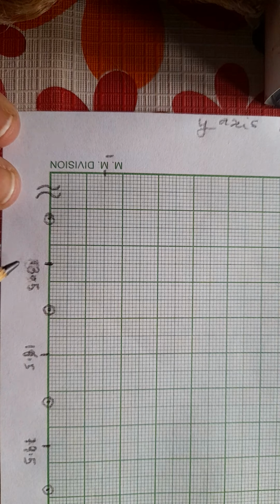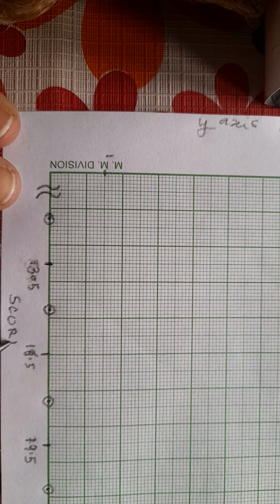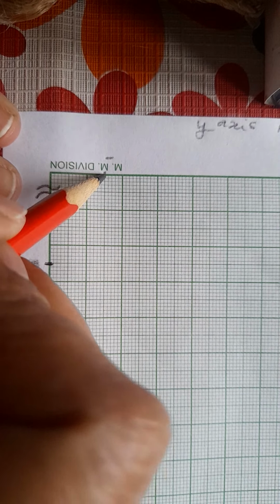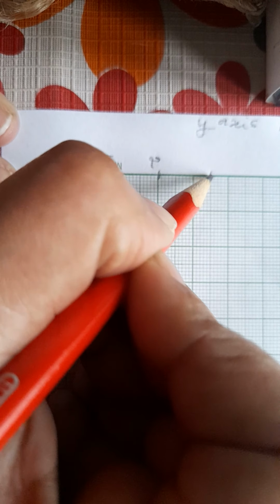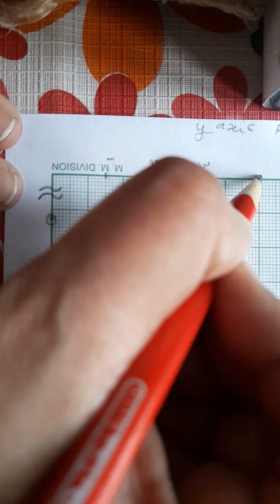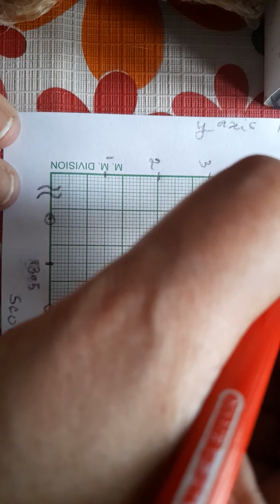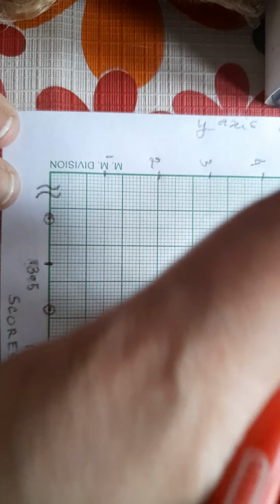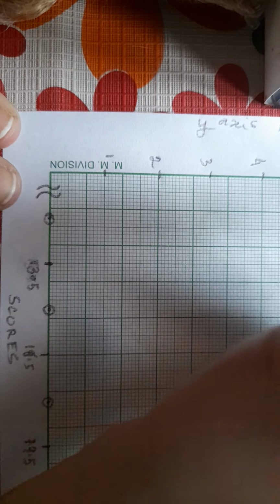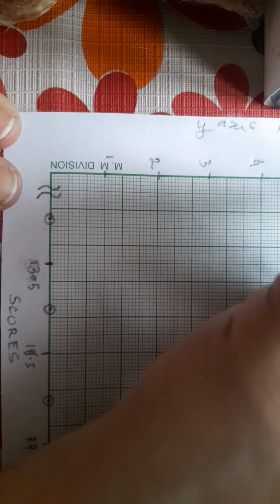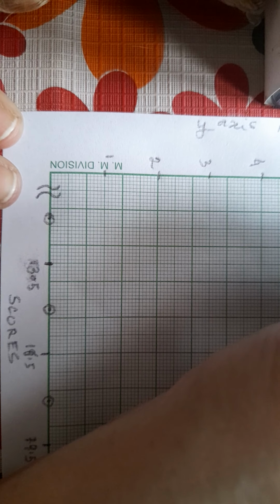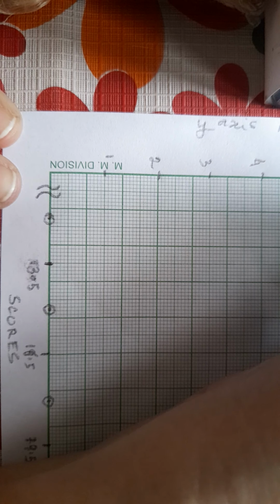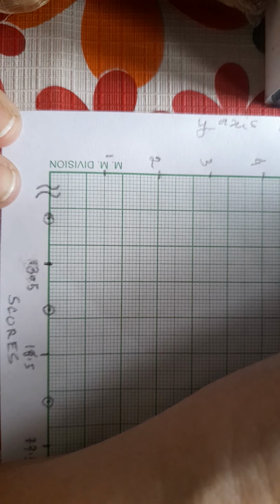Now similarly, these are your scores. So this is 1 and this is 1. 15 more will give you 2. 15 more, 3, 4, 5, 6, 7, 8, 9, 10, 11, and 12.